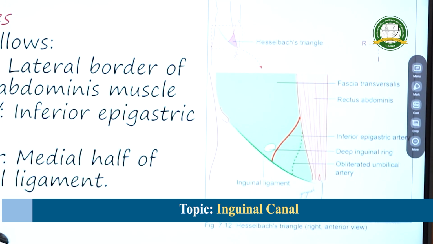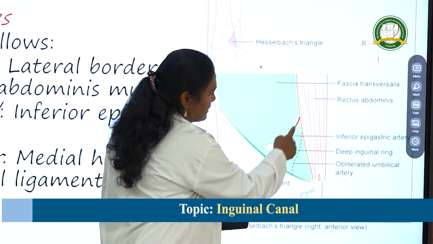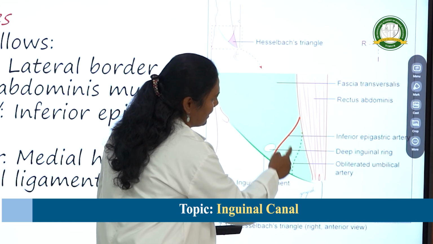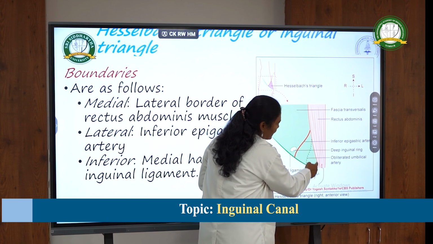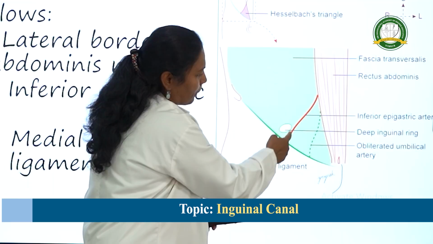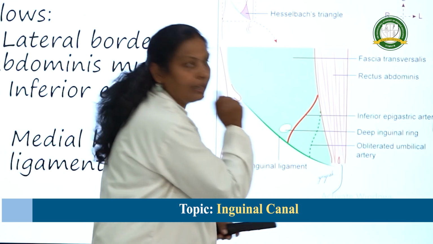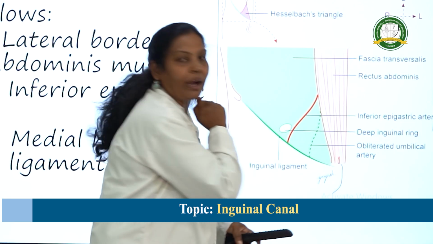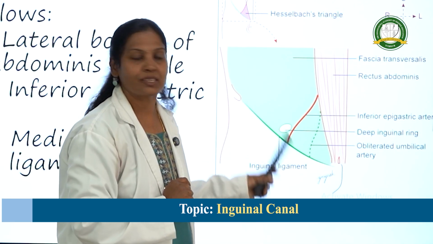So what are the boundaries of this Hasselbalch's triangle? So this is the Hasselbalch's triangle. Medially it is bounded by the lateral border of the rectus abdominis muscle. Laterally it is bounded by the inferior epigastric artery, and the base is formed by the medial half of the inguinal ligament. So these are the boundaries of the Hasselbalch's triangle.